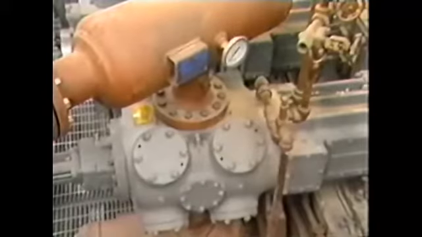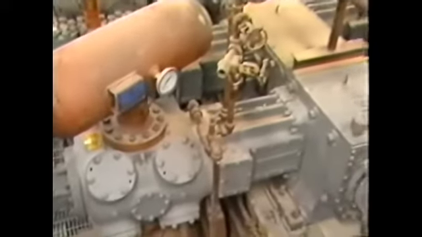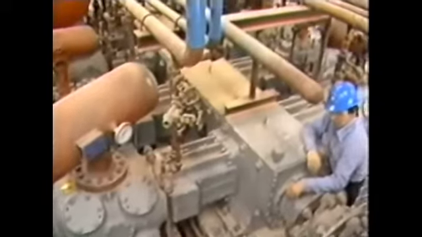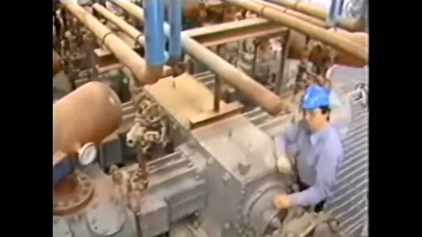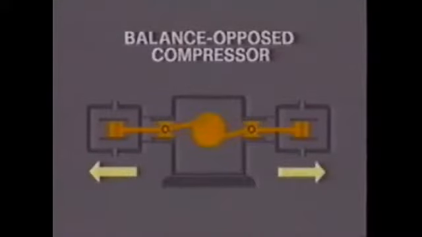Often a compressor has more than one compression unit on the same frame. In these arrangements, each compressor piston is powered through the same crankshaft. One example of a shared crankshaft is a balance-opposed compressor, like this one. The cranks are arranged so that the motion of one piston is balanced by the motion of the opposite piston.